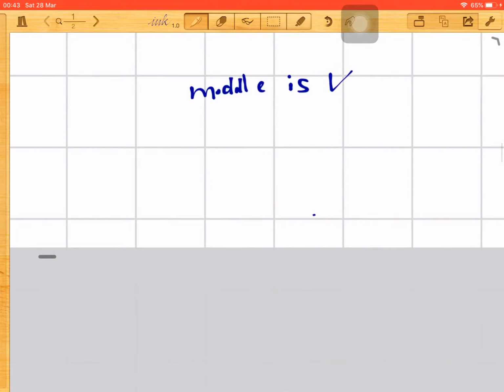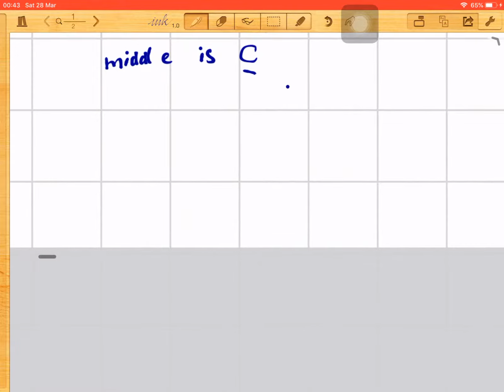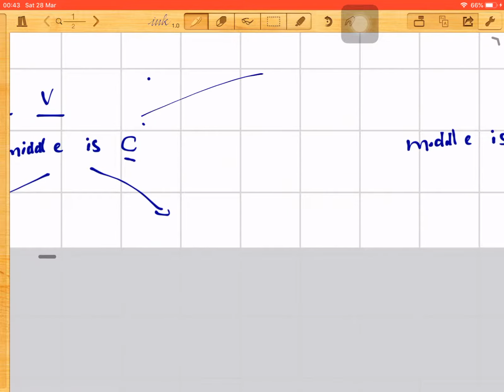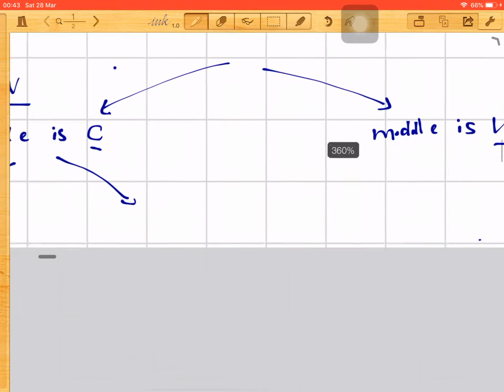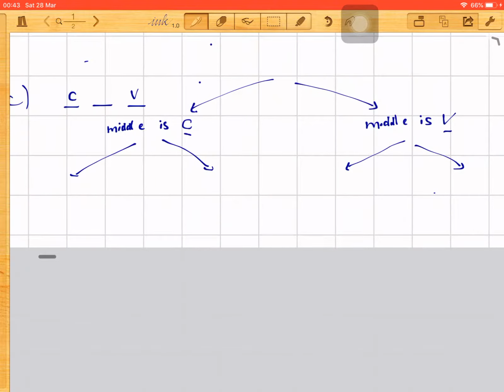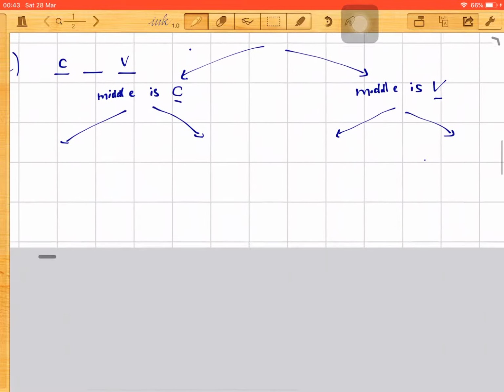Same goes to this. 2 vowels are the same, or 2 vowels are not the same. In which case now we have to split into 2 again. So just now we split into 2, now we split into another 2. This is just to let you understand what we are doing actually.